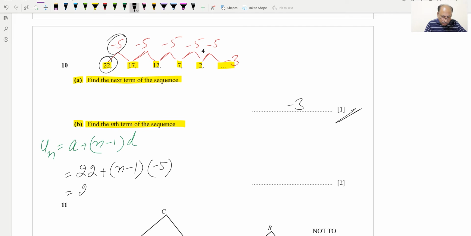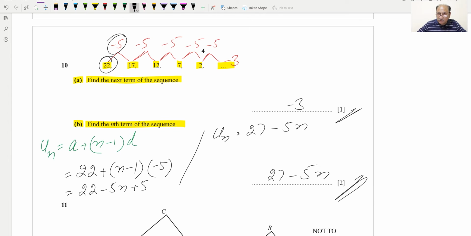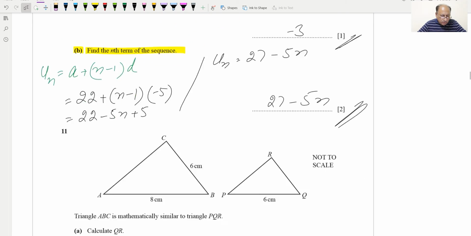So this will be equal to 22. Minus 5 will be multiplied by n, so minus 5n, and minus 5 multiplied by minus 1 will be plus 5, and further simplification will give us u n equal to 22 plus 5 will be 27, so 27 minus 5n, and so our answer will be 27 minus 5n, and this will be the final answer for 2 marks. Hopefully you understood this.